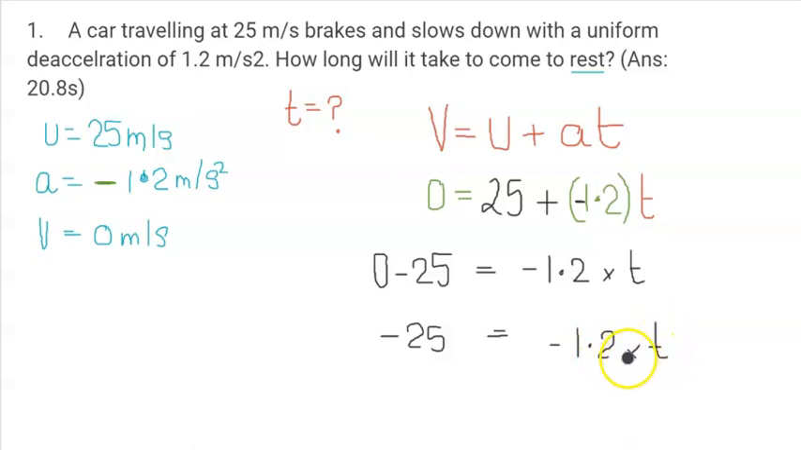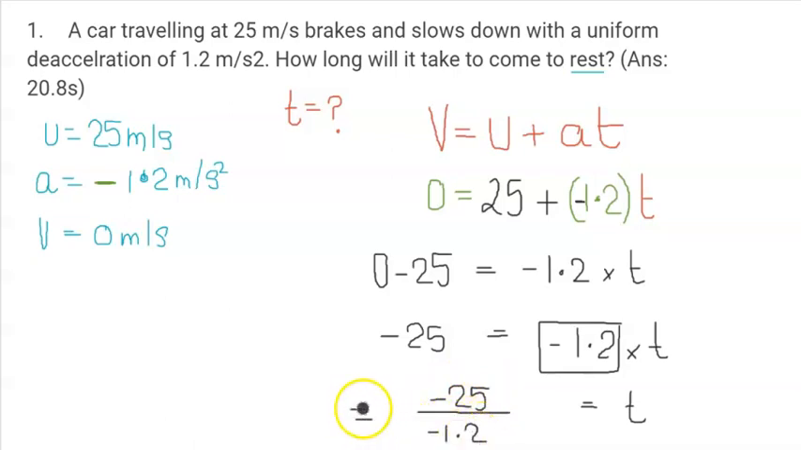I want t. I don't want a negative 1.2 t. So I will divide everything. I will take this minus 1.2 to the other side and divide it. So minus 25 divided by minus 1.2, and if you put that in the calculator, that will give you a time of 20.8 seconds.